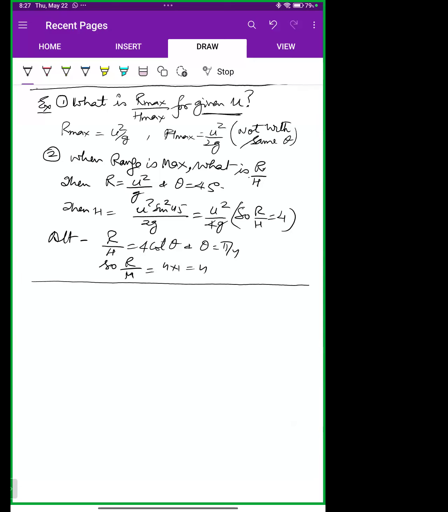We should do some more questions on projectile using the, okay, take these.